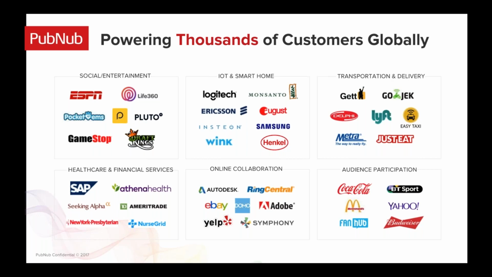PubNub's been in business for around 6 years now, and we power some of the biggest and best innovators who require real-time technologies all around the world. Whether it's a social app, IoT, or chat collaboration, real-time is everywhere. These are just some of the customer use cases that highlight that across several different industries.